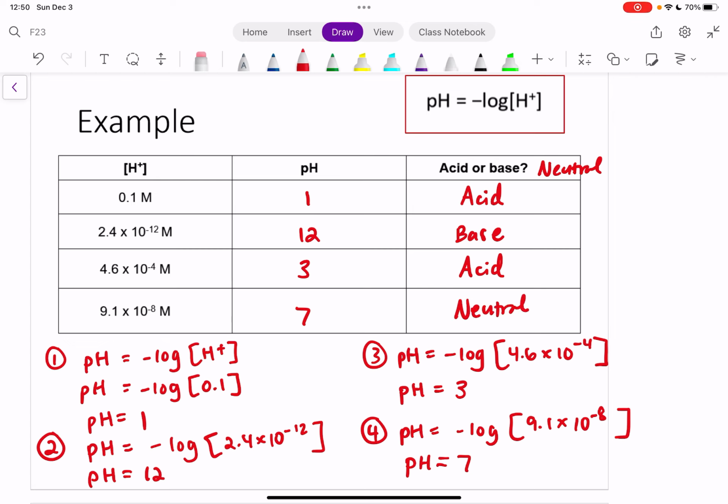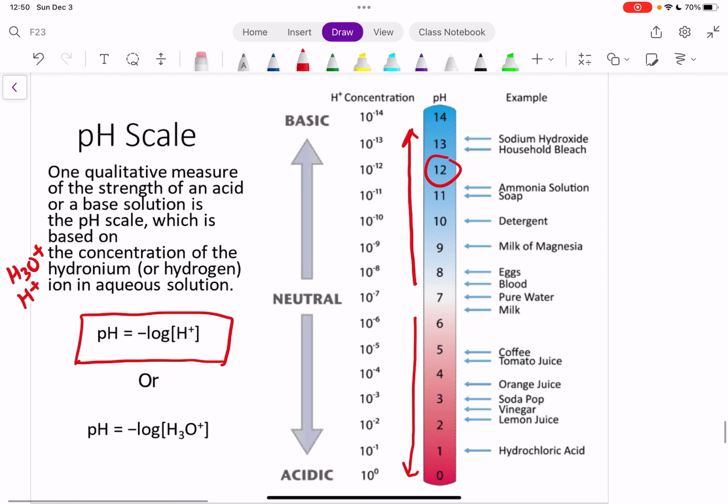Now, what if you got a pH of 7.1? Would that be acidic, basic, or neutral? Yeah, 7.1 is going to be basic, right? 6.9 is going to be acidic, right? Unless you are exactly at 7, you could say you're basic or acidic, right? Just be very slightly basic or acidic.